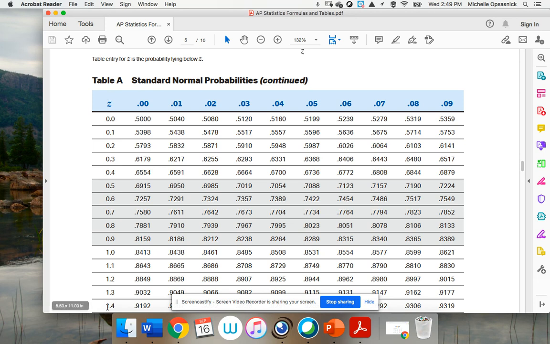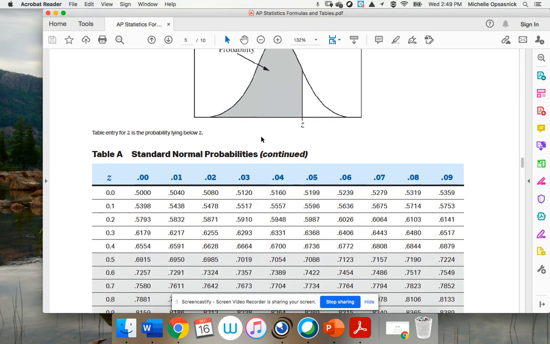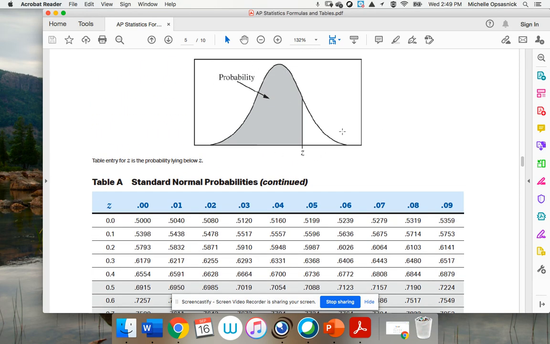So again, your ones and your 10th digit on the left, 100th digit across the top. It's always the area to the left of Z, and it does show you that in a couple of ways. It shows you a sketch highlighting the area to the left of Z. It also does say here, table entry for Z is the probability lying below Z. All right, so that's the table.